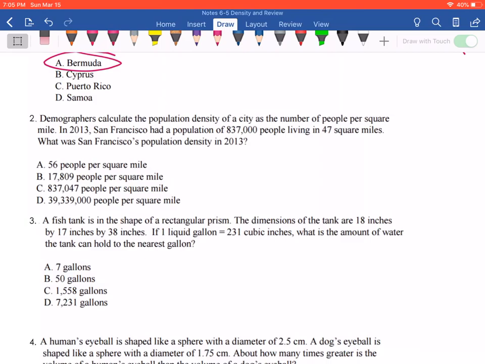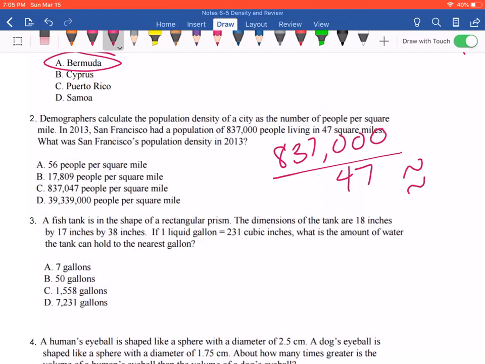In order for us to calculate the population density, once again, we want to consider the total number of people living in that area. So 837,000. We want to divide that by the square miles where those people are located. So if we divide, rounding to the nearest whole person, we end up with about 17,809 people. Therefore, B is our solution to that one.